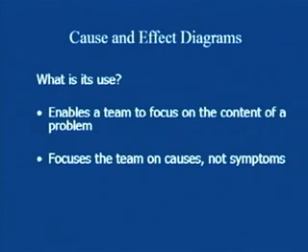Once all the ideas or causes have been highlighted, these ideas and causes are categorized into the main categories. Once these ideas are placed into the main categories, the primary reasons of the problem, or primary reasons of the effect, have been identified. This is how we do it step by step, and the benefit is that it enables a team to focus on the content of the problem. It focuses the team on causes, not the symptoms, as I already mentioned.